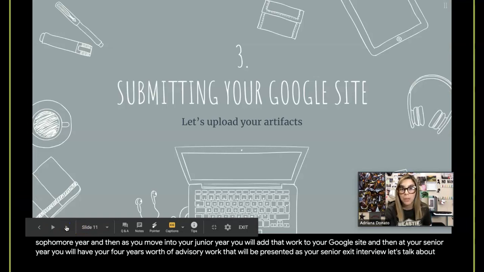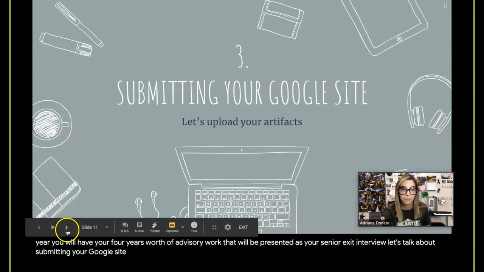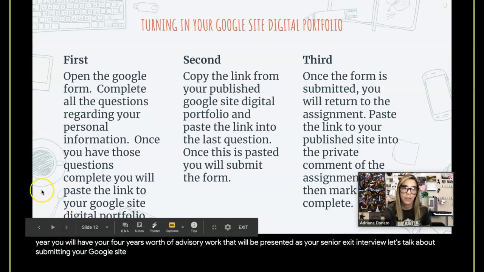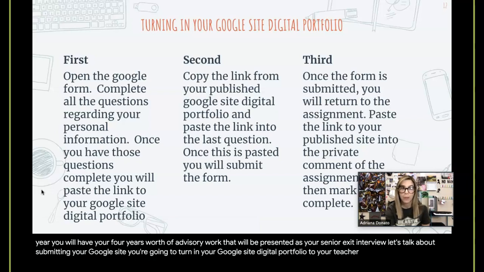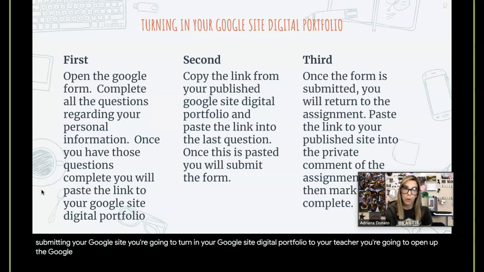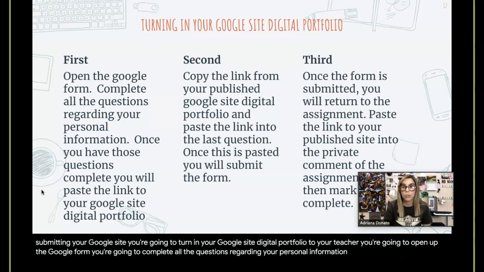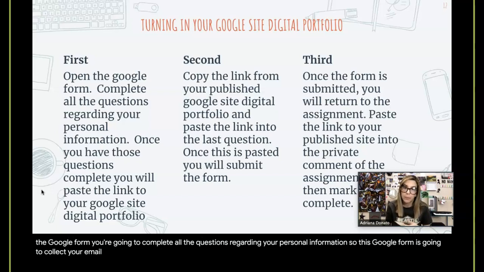So let's talk about submitting your Google site. You're going to turn in your Google site digital portfolio to your teacher. You're going to open up the Google form. You're going to complete all the questions regarding your personal information. This Google form is going to collect your email. You're going to type in your last name and your first name, and then you are going to paste the link to your published Google site digital portfolio.